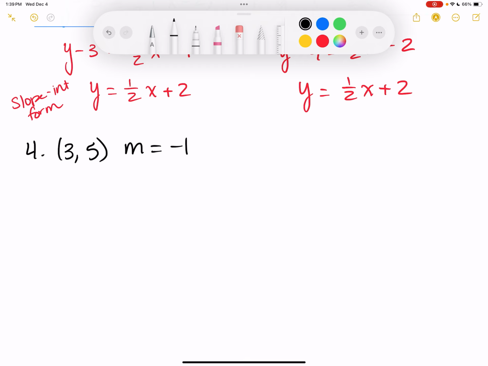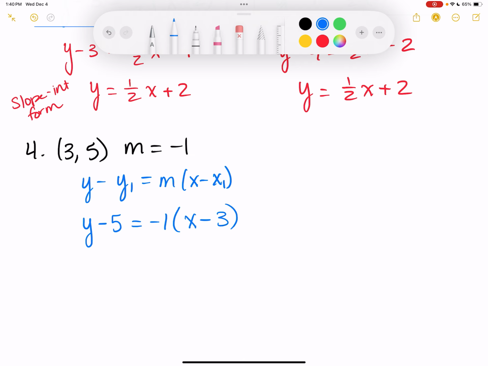So while we're getting used to point-slope form, I'm going to write it pretty much every time. So y minus y1 equals m times x minus x1 is my formula. Remember, the ones that have the little subscript of 1 is where I'm putting in the x, y points from here, and then slope obviously is getting put in. So this is going to give me y minus 5 equals -1 times x minus 3. And that's your answer right there in point-slope form.